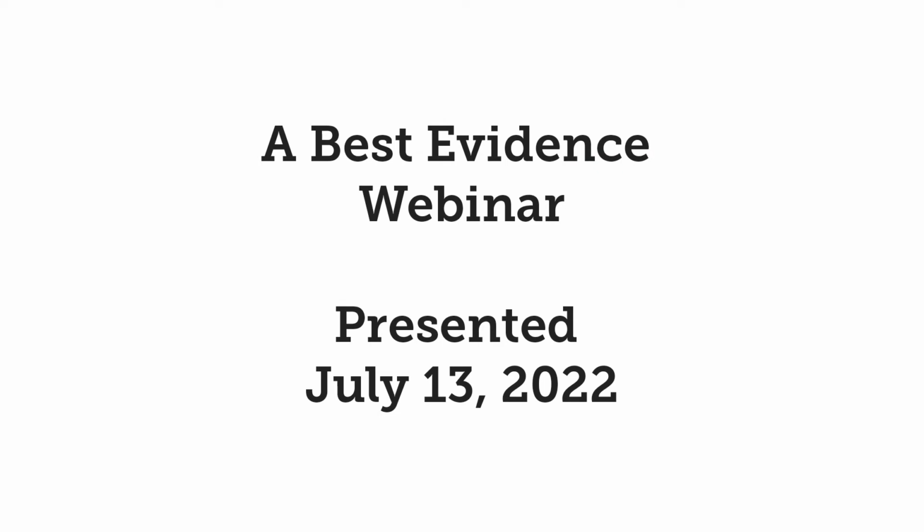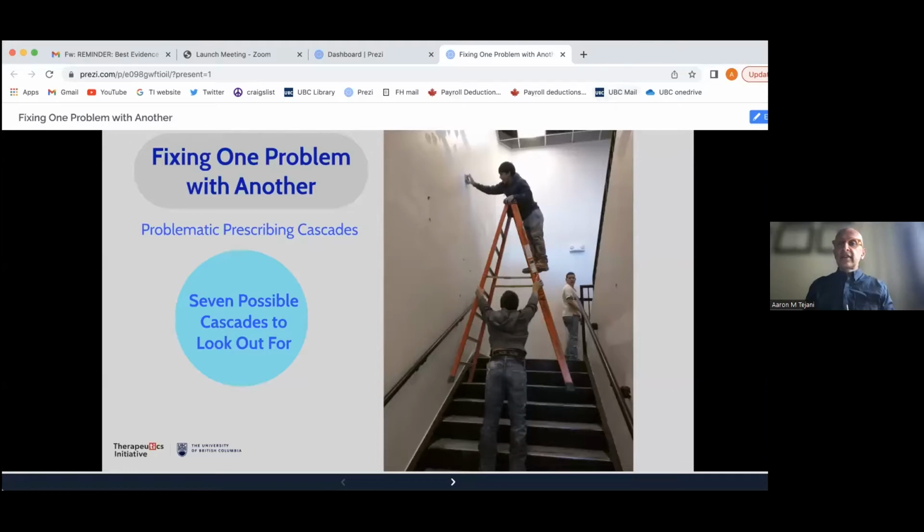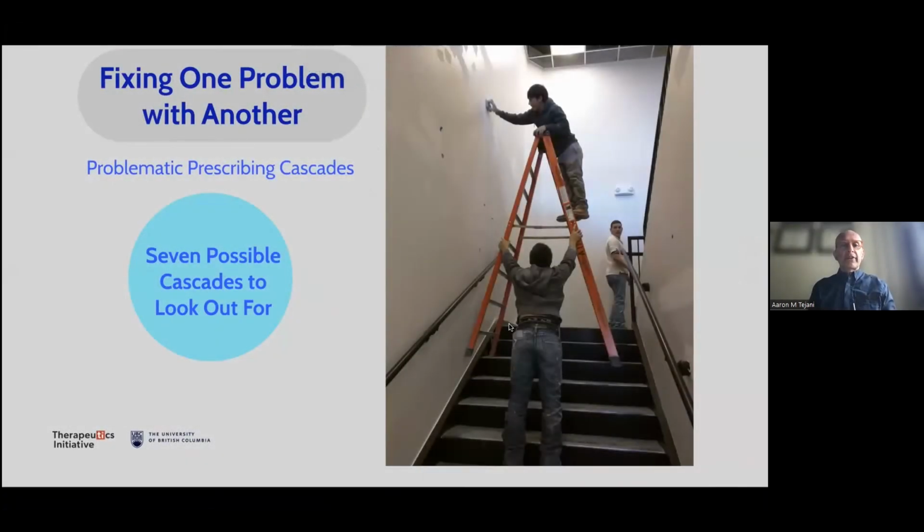So as you see, we're going to be talking about prescribing cascades and a brief overview. The presentation isn't anything special. So, fixing one problem with another, problematic prescribing cascades, and I'll outline to you why I've chosen 7 possible cascades to look out for. And as I said, the presentation will be posted, so you don't need to worry if you missed anything.